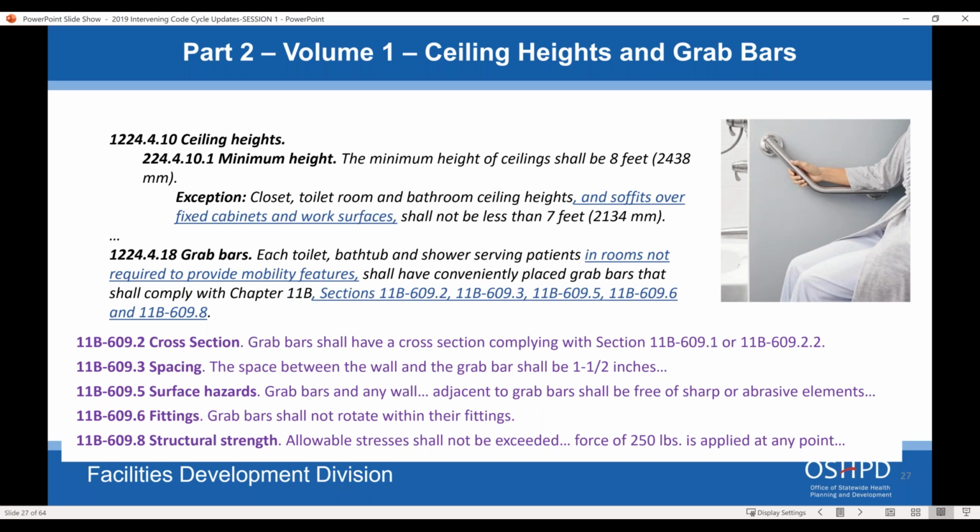Ceiling heights. Our ceiling heights in hospitals are 8 feet. The exception for that is closets, toilet rooms, and bathroom ceiling heights. We're also adding soffits over fixed cabinets or workstations. This is like if you have a nurse station, you want to drop the soffit down over the nurse station to 7 feet, that would be allowed. So this adds some clarity to that.